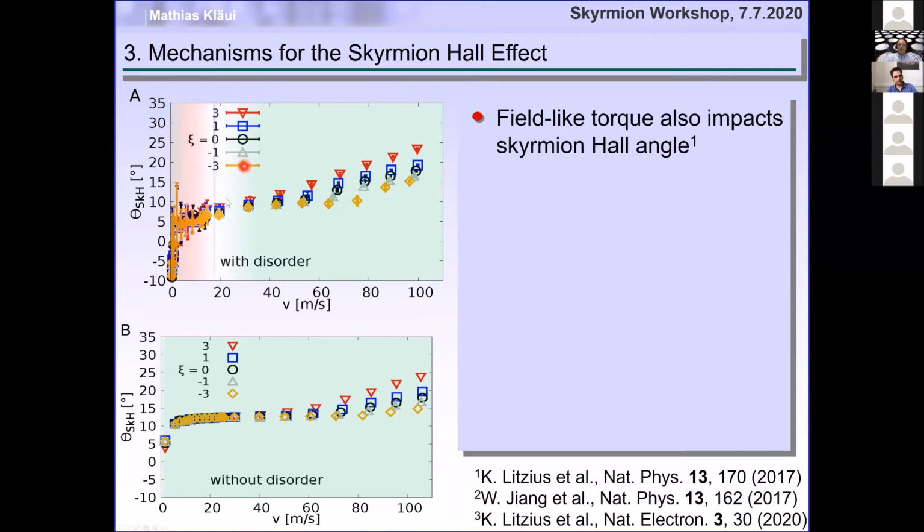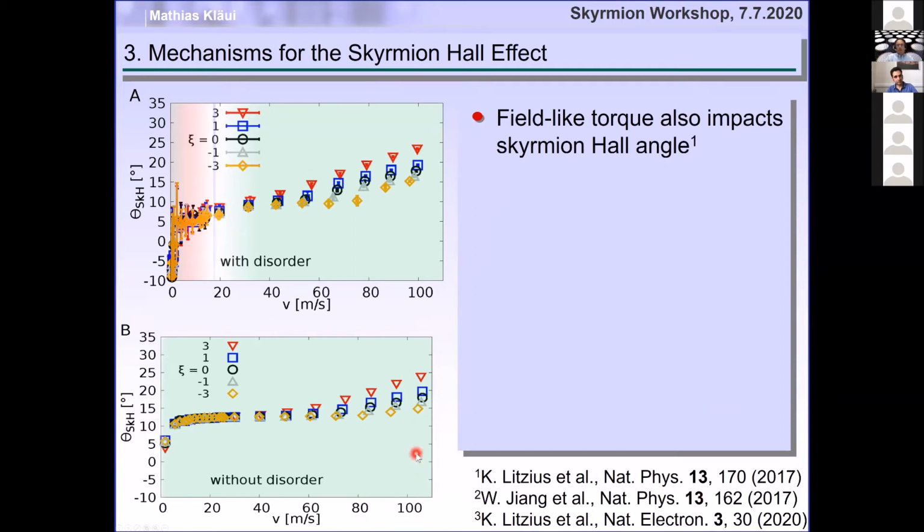And we see that in the low speed regime, there is little effect, but in the high speed regime, there is actually a difference, telling you that you actually have an impact of the field-like torque on the skyrmion Hall angle. And this is even for a perfect system without disorder. And this was then reported in the paper here and here.